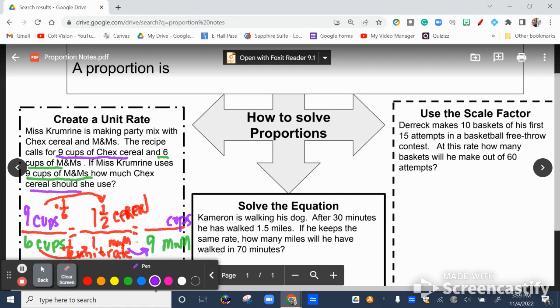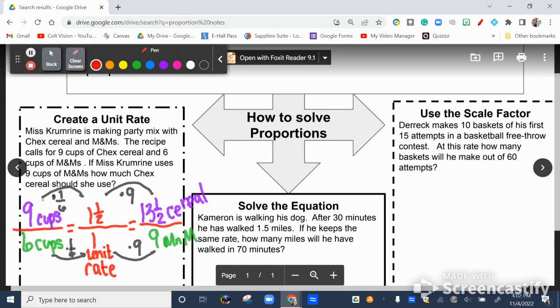So 1 times 9 is 9. In the numerator, I'm going to multiply 1 1/2 times 9. So 1 1/2 times 9 is 13 and a half. So 13 1/2 cups of cereal for 9 cups of M&Ms. And to find that, I found the amount for 1.